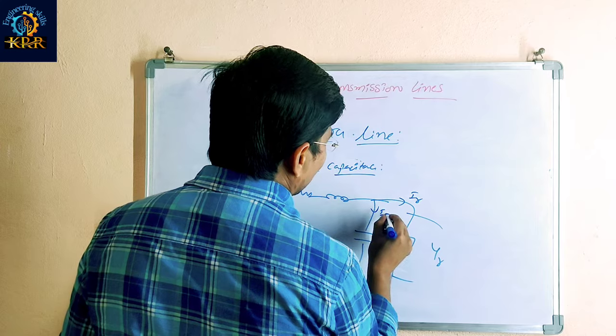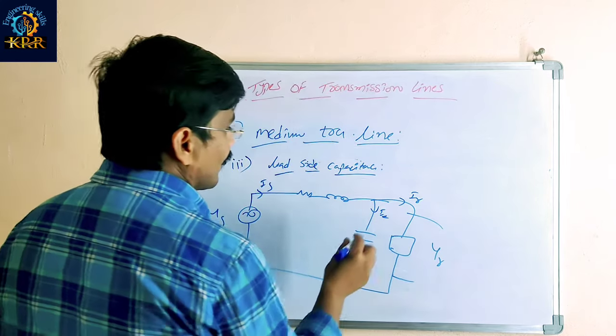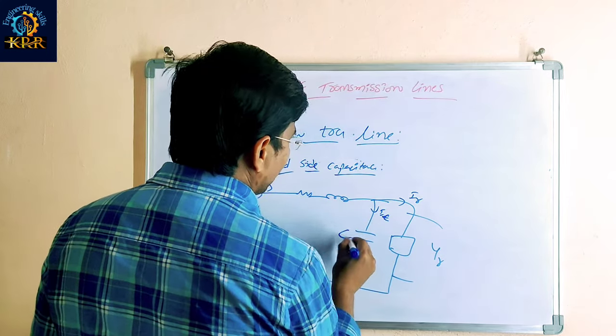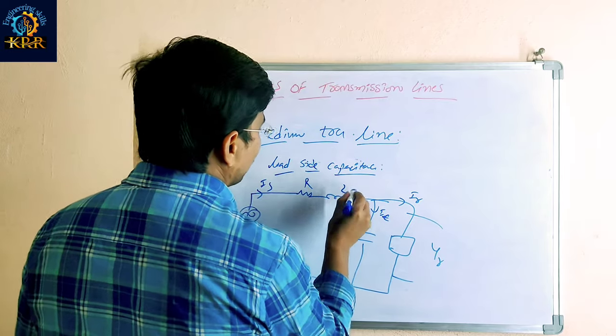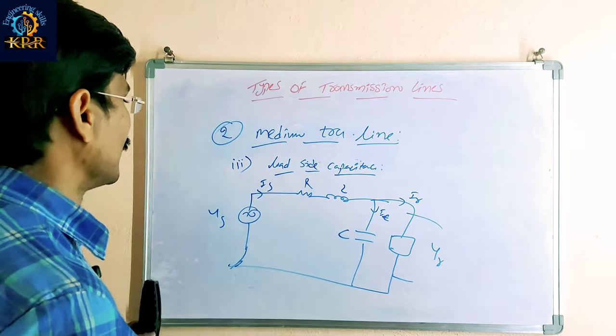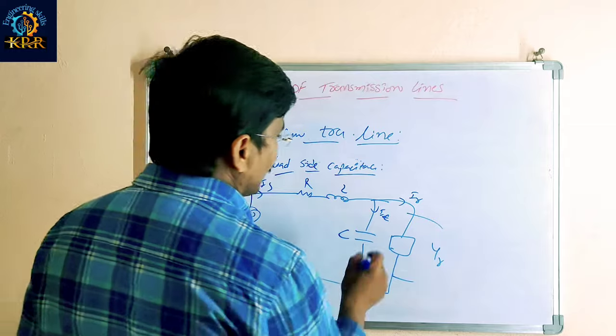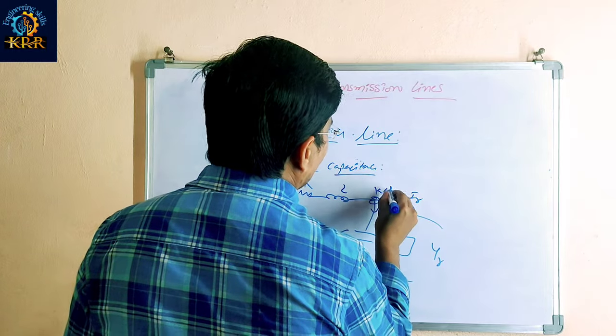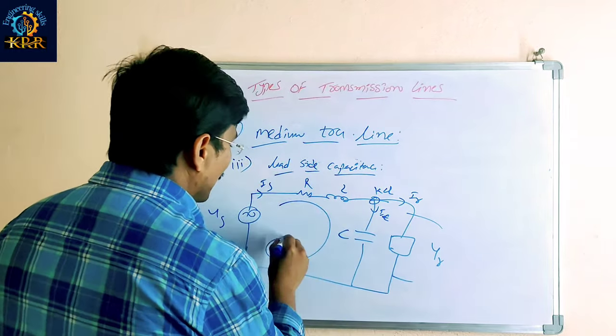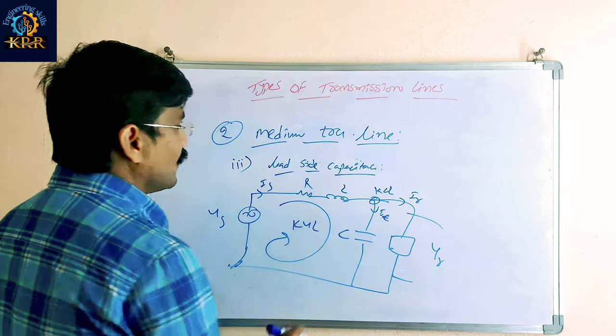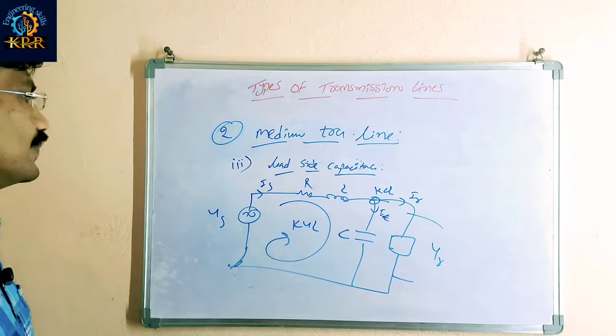This is the capacitance current. This is the capacitance. This is the resistance. This is the inductance. This is the capacitance. Here we can apply KCL. Here we can apply KVL. We can calculate the unknown things.